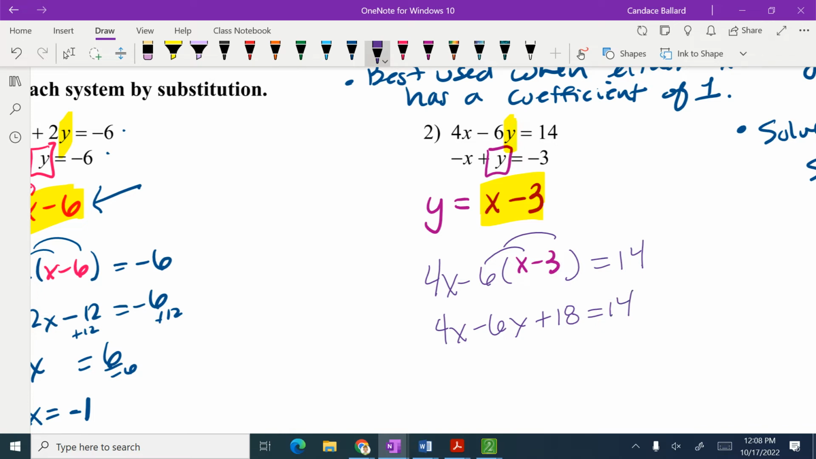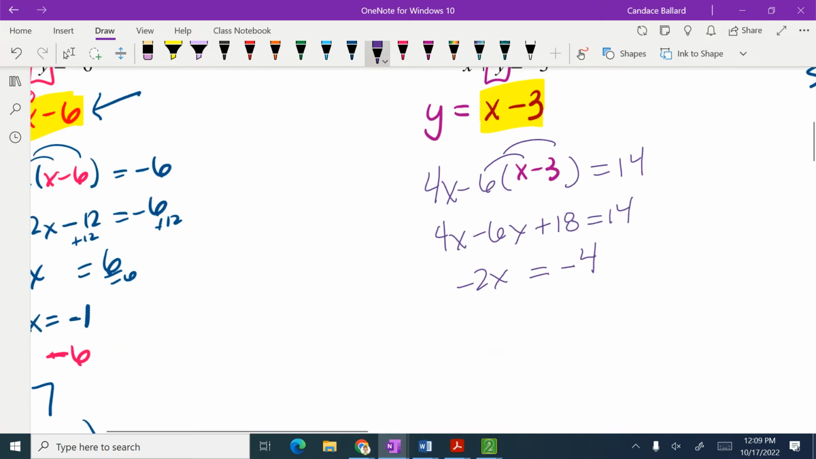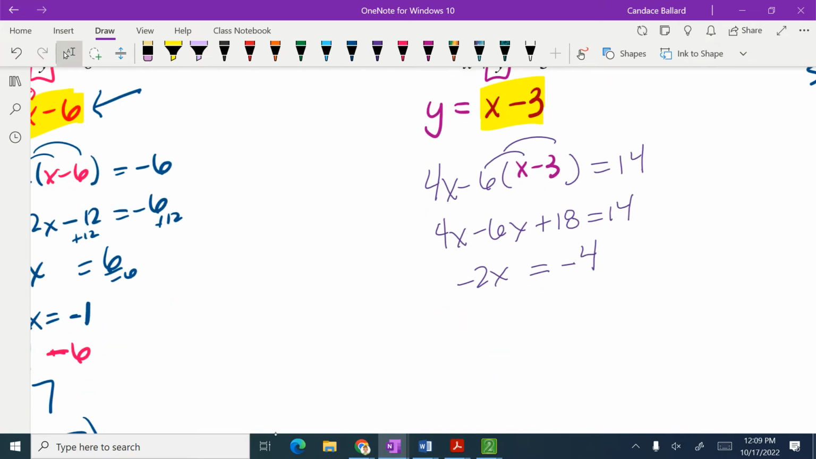All right, what's 4 minus 6x? Good. And then I'm going to subtract the 18. What do we end up with? Good. All right, what do I do to move this negative 2 to the other side? Divide. So negative 4 divided by negative 2 is? 2.